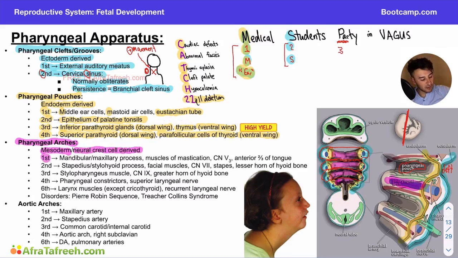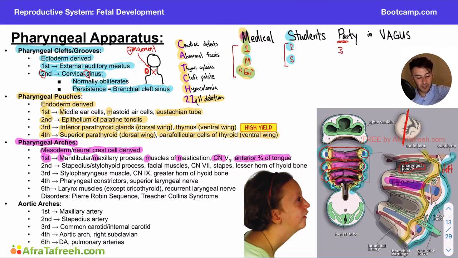So in terms of our first arch, we're going to go back to our mnemonic. So this is all about M in the ear, right? So we're going to have the mandibular with M and the maxillary process with M, as well as the muscles of mastication, as well as cranial nerve V3, which is the trigeminal nerve, so with an M. And then we're also going to have the anterior 2/3 of the tongue.